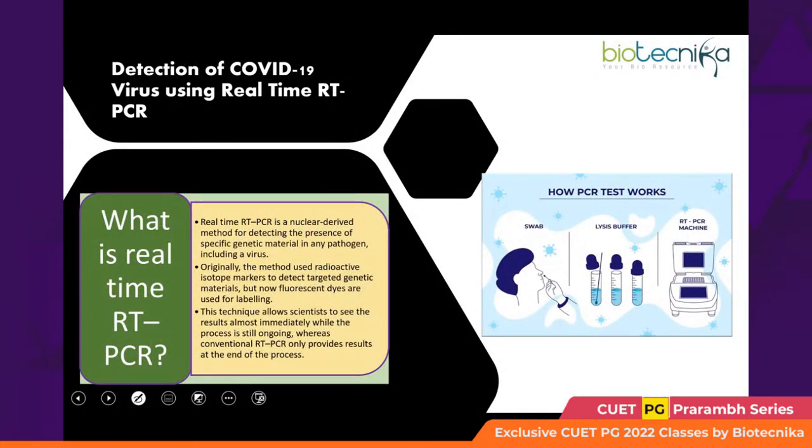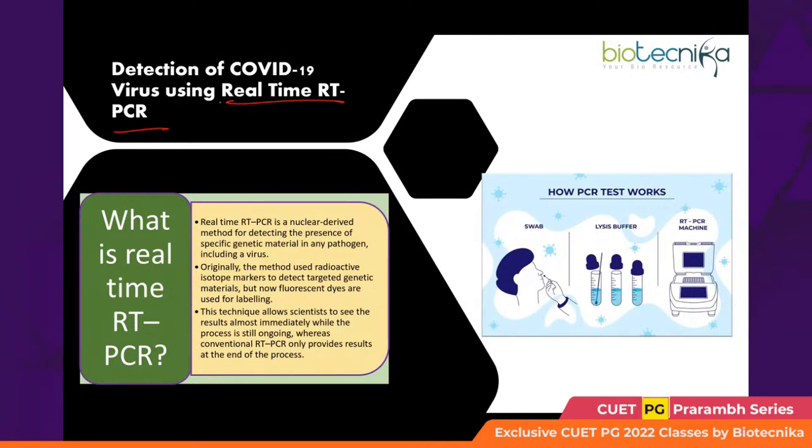Now, when we used RT-PCR for detection of COVID, we not only used RT-PCR, we also combined it with another type of PCR called real-time PCR. So it is real-time RT-PCR that was used for detection of the COVID-19 virus. Now, what is real-time PCR? In traditional PCR, after PCR is done, we had to run the sample in the gel to get an idea whether the amplification has happened correctly or not. If it is real-time PCR, it gives us an idea during the process itself, at the time when the reaction is happening.